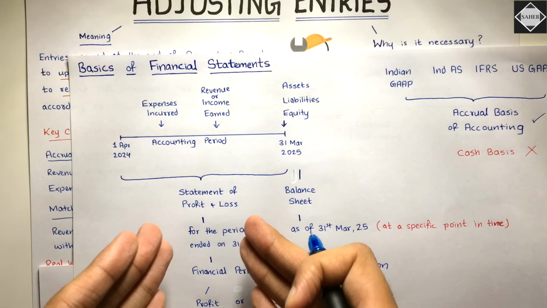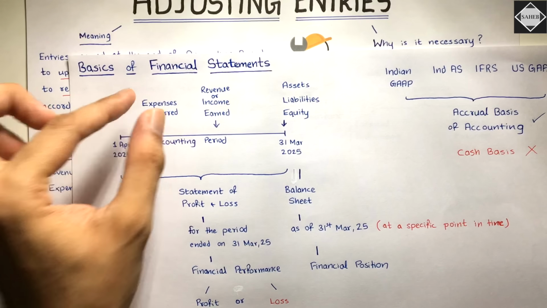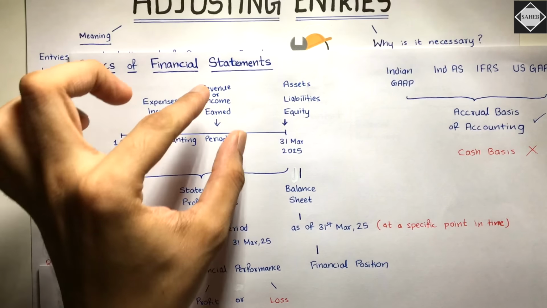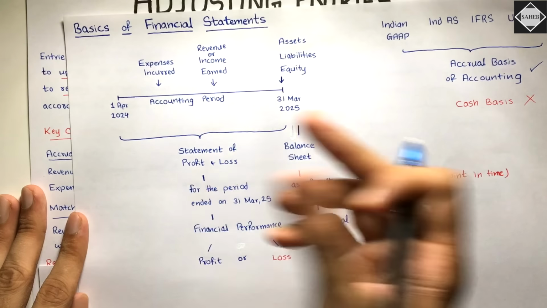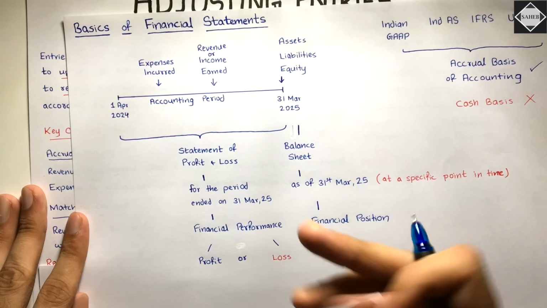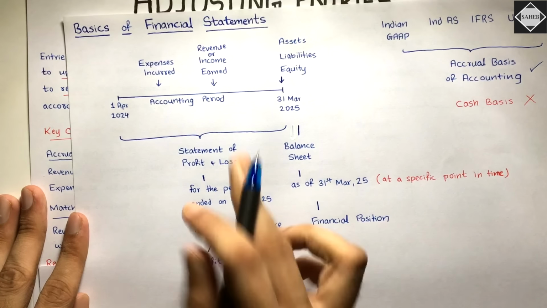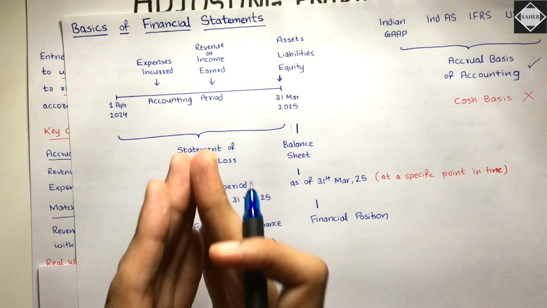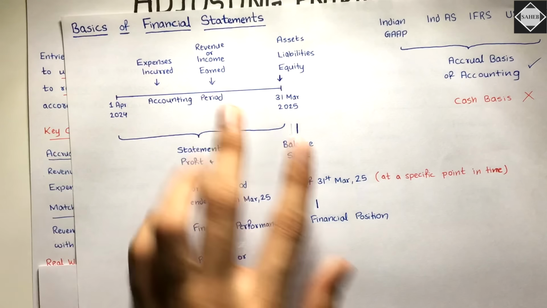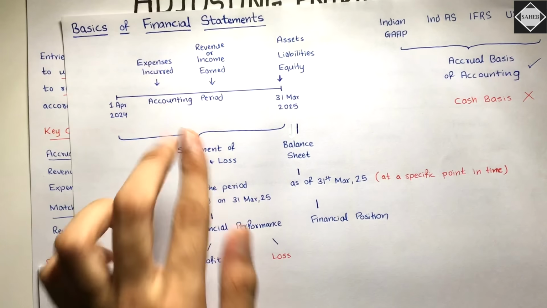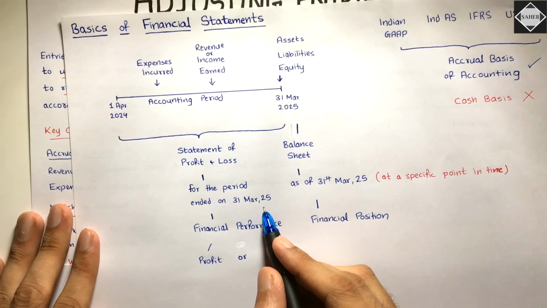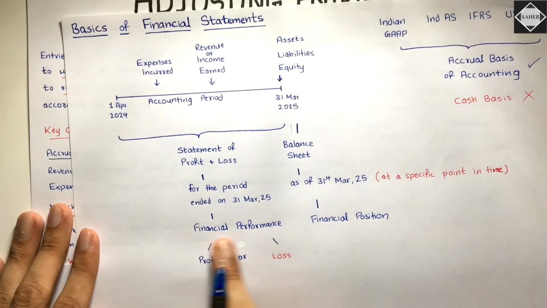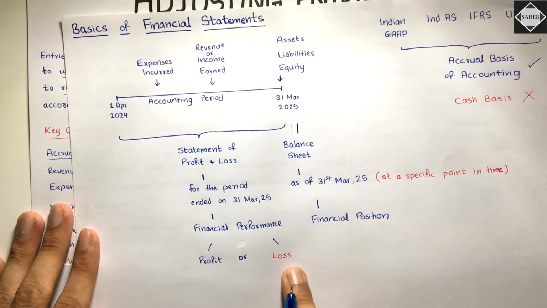In this statement of profit and loss, only expenses which have been incurred in this accounting period, revenue which has been earned in this accounting period, only that should appear over here. And understand, statement of profit and loss or profit and loss account is prepared for the entire period. It shows all the expenses you have incurred in this period, all the revenues you have earned in this period. Is that clear? For the period ended on 31st March 2025. Okay, and it shows us the financial performance, whether we have made profit or loss.